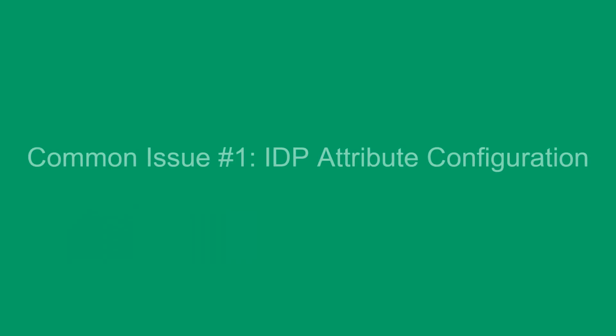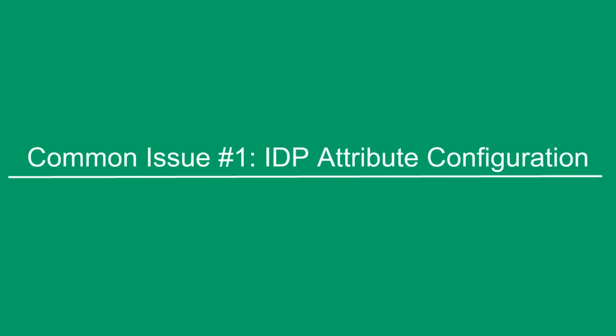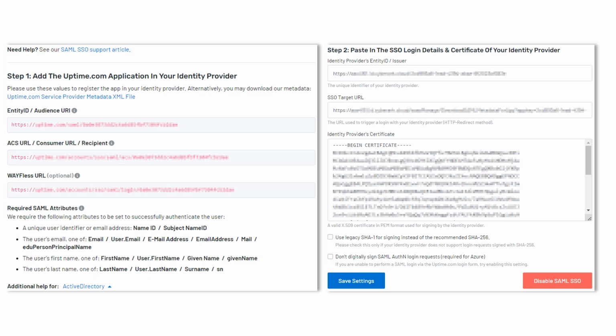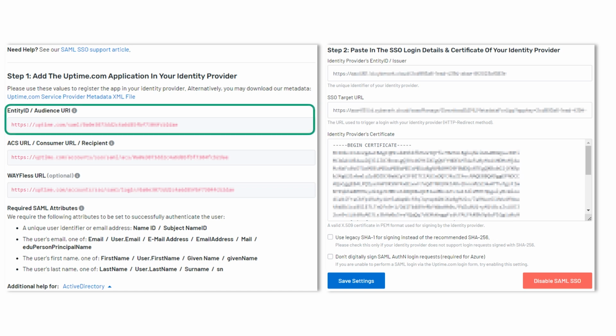Common issue number 1, IDP attribute configuration. One of the most frequent issues involves the configuration of IDP attributes and values. When starting your configuration, ensure that the entity ID, audience URI, and the ACS URL, consumer URL, recipient are correctly entered in the respective fields in your IDP. If you're unsure where to place these values, refer to our SSO configuration support documentation linked in the description below.